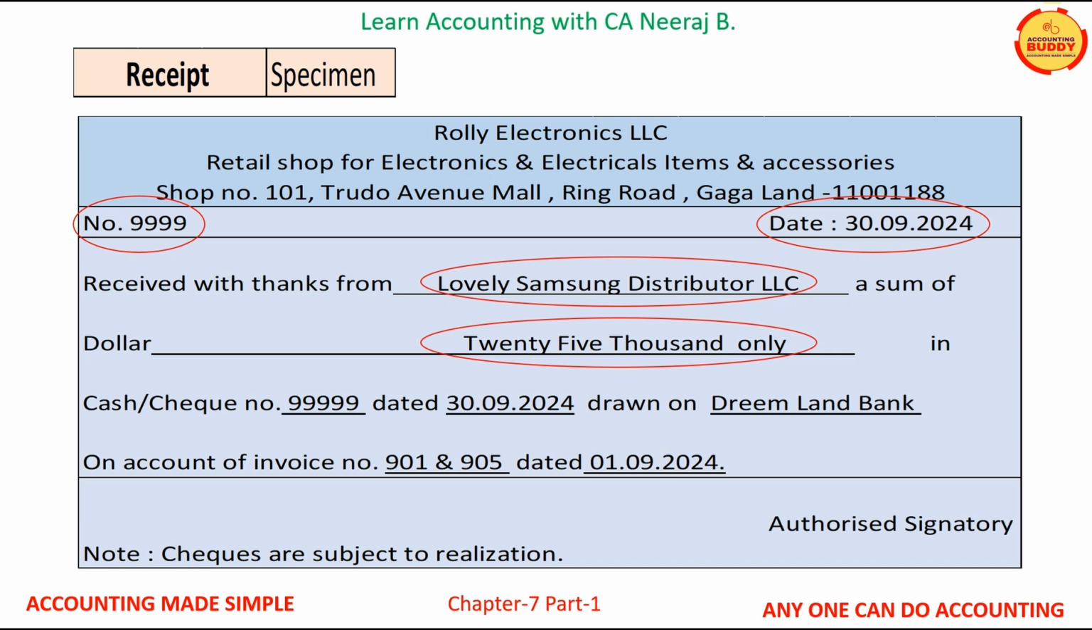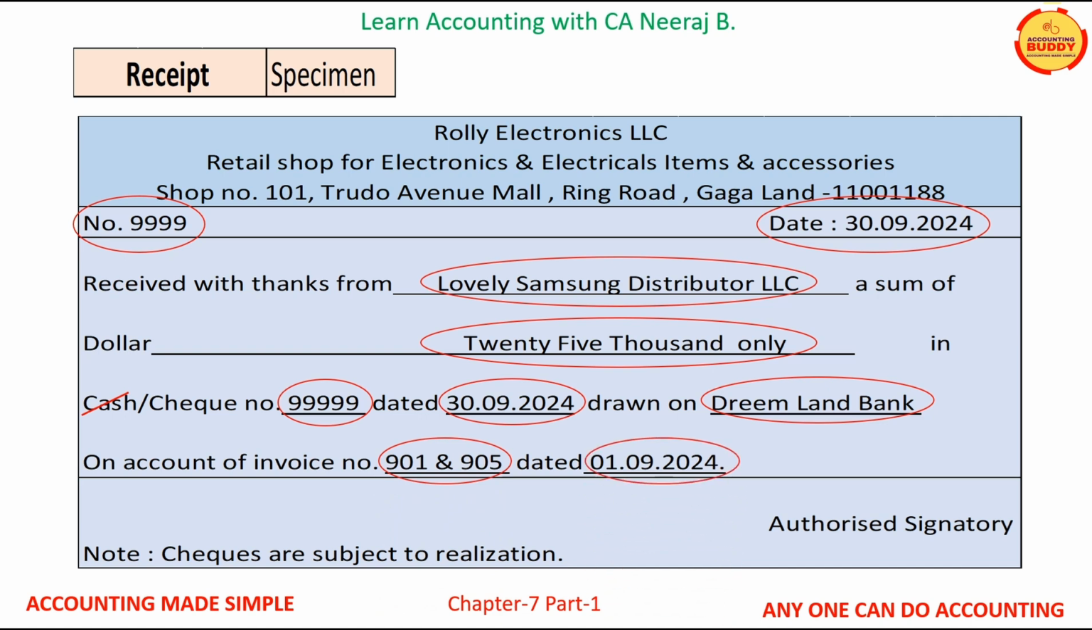Therefore, the word cash is struck off and the check number and the date of the check together with the name of the bank is also mentioned. Another important piece of information mentioned on the receipt is the invoice number and the date of the invoice against which the payment is received.